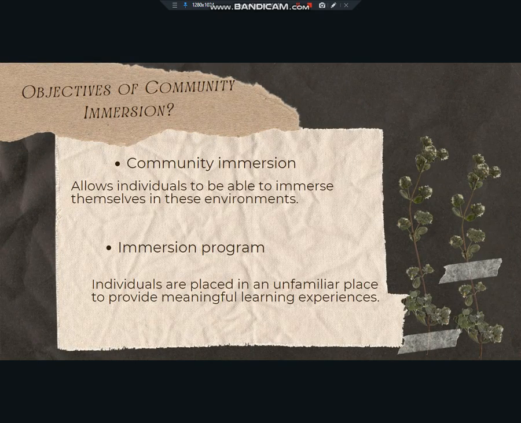Next, we have the objectives in the community. We only have two objectives. First, we have community immersion, which allows individuals to immerse themselves in this environment. Second, individuals are placed in unfamiliar places to provide meaningful learning experiences. So dito matutunan natin na makisama sa mga kapwa natin, ma-experience din natin yung mga real life experiences na makakuha tayo ng aral sa kanila.